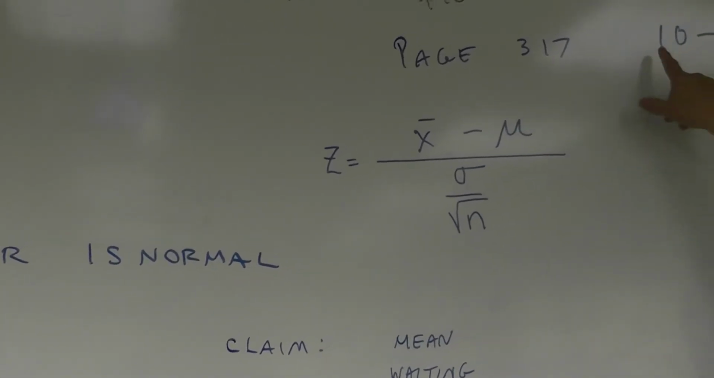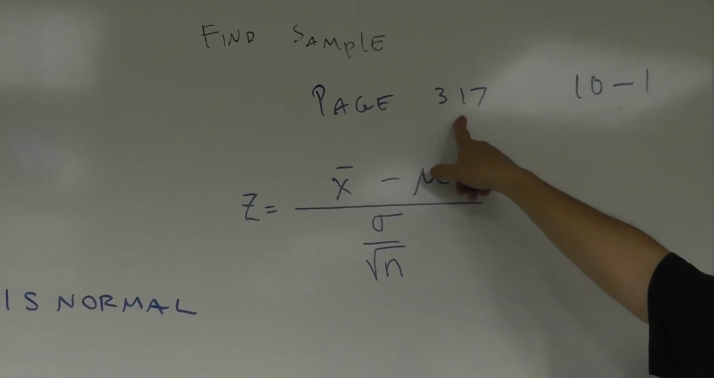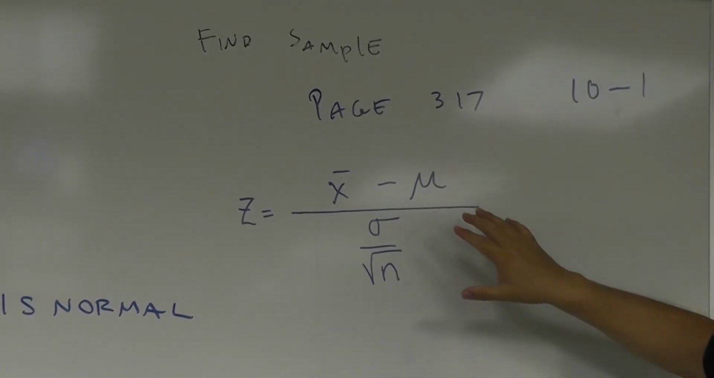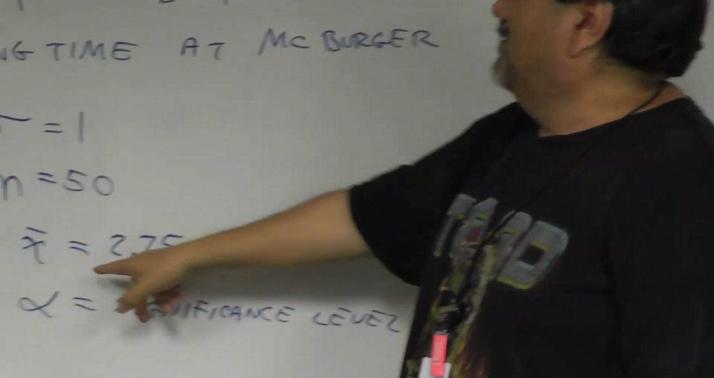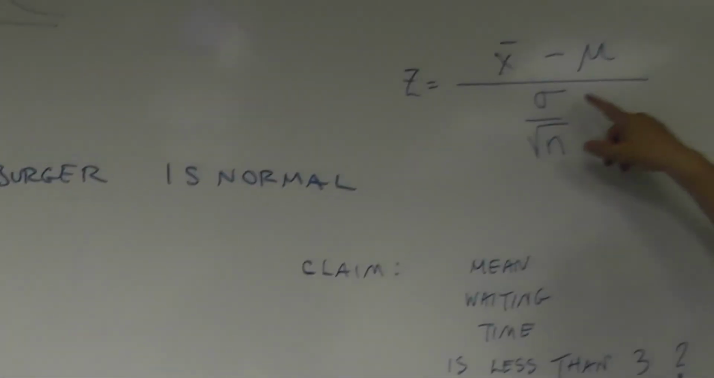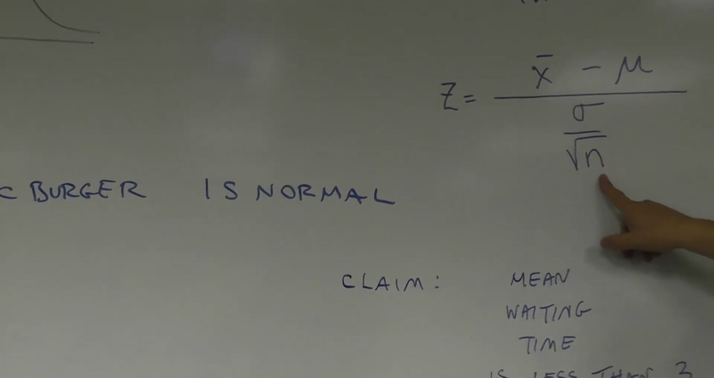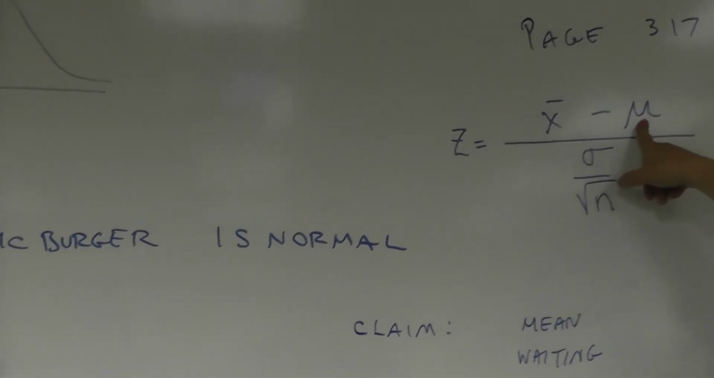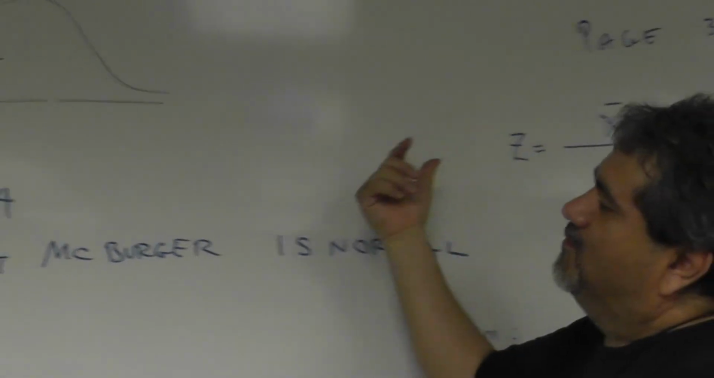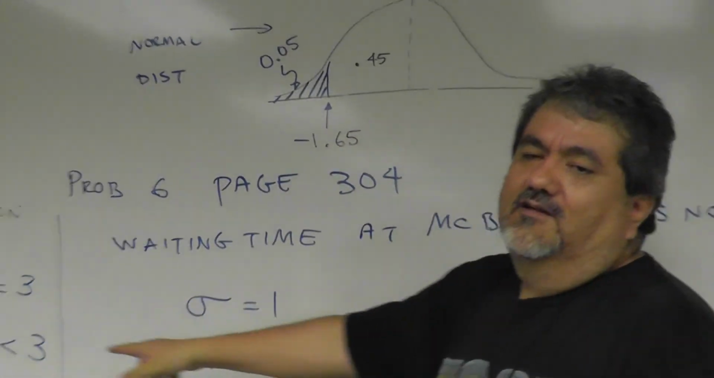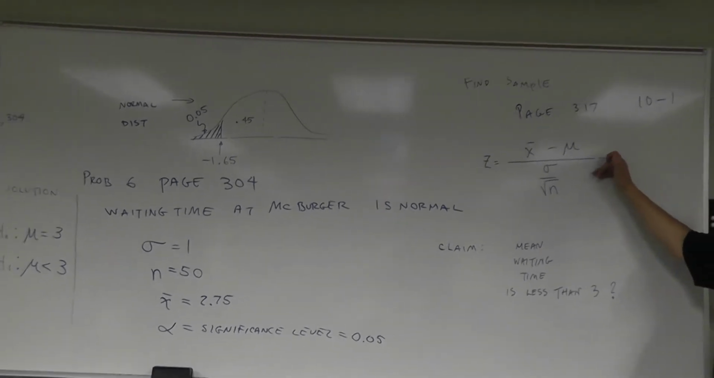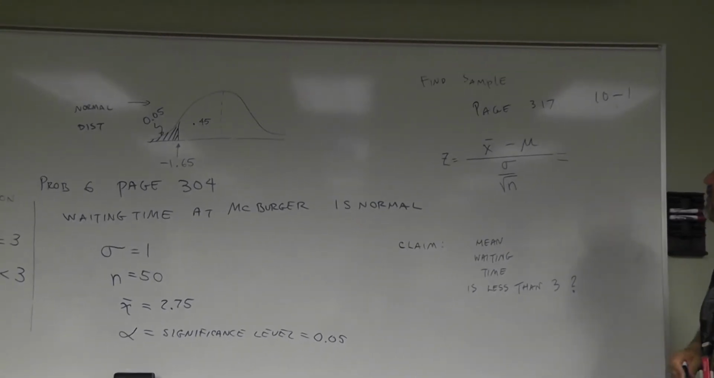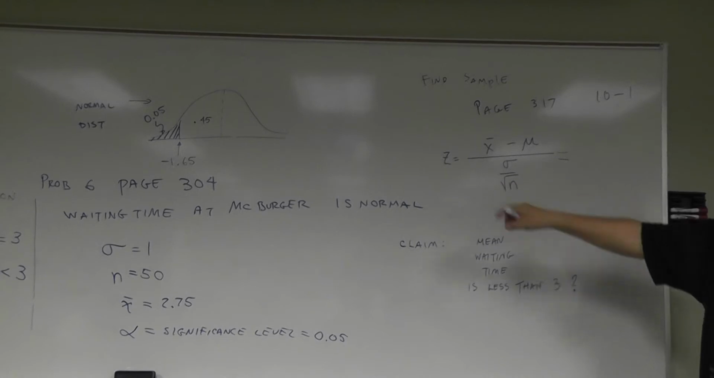You can look up this formula on page 317. Now notice we know x bar, which is the sample mean. We know sigma, we know n, and then notice mu. Well, we know mu, or we are assuming mu to be 3, right? So you can actually go and find the z value. And, well, let's find the z value from this one.